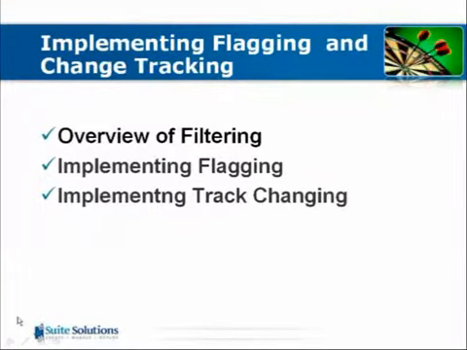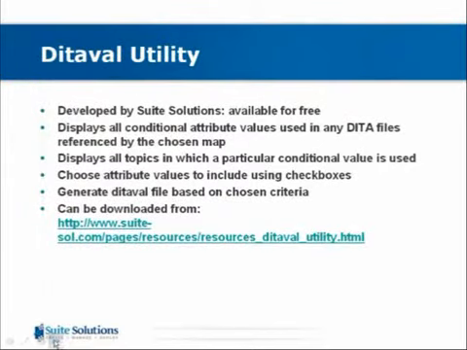So we've discussed the main points for our discussion tonight. I just want to let you know about a utility that we developed. It's called the Ditaval Utility. It's available on our website. You browse to a map, and it shows you all the conditional attribute values for any data file that's referenced by your map. It does not, at this point, show you specialized attributes. You can see at any particular conditional value where it's used, and you can choose which ones to show or hide, and then you can generate a Ditaval file from that chosen criteria.